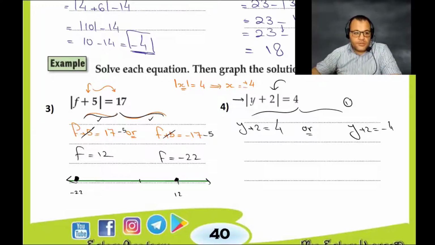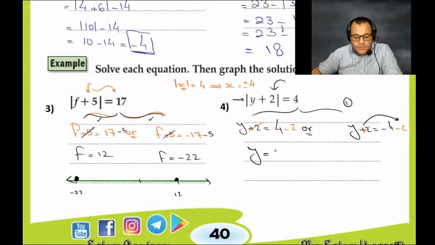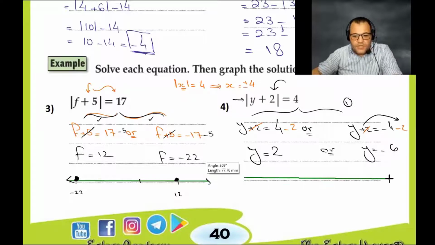Then solve the equation. So how do we solve it? The plus 2 will be shifted to the other side as minus 2. So y equals 2, or y equals negative 6. To graph on the number line, that is the number line that we have. So that's 0, that's negative 6, and that's 2.